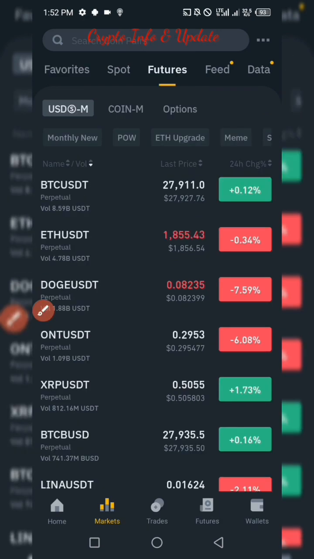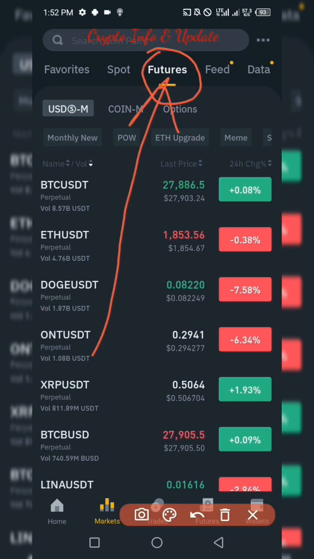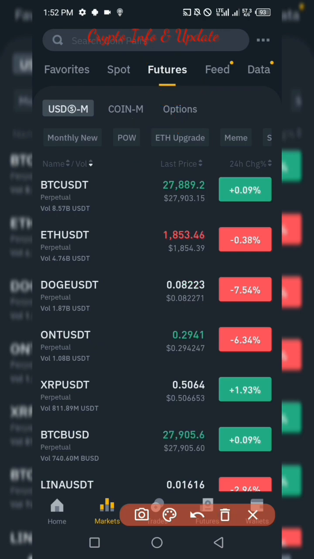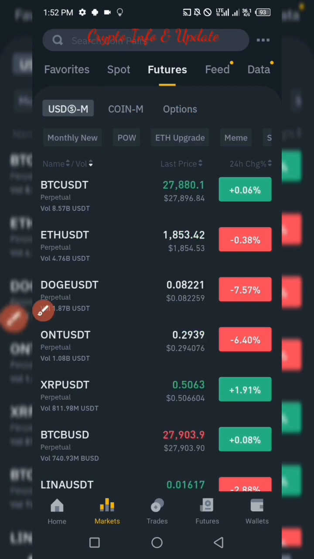Then let's say one of the pairs is BTC. I will just search for BTC, but I'm already seeing it. Please make sure you are on USDM, not coin M, and not options. You must make sure you are on USDM. Once you've ascertained that you are on USDM, then you just search for your pairs.